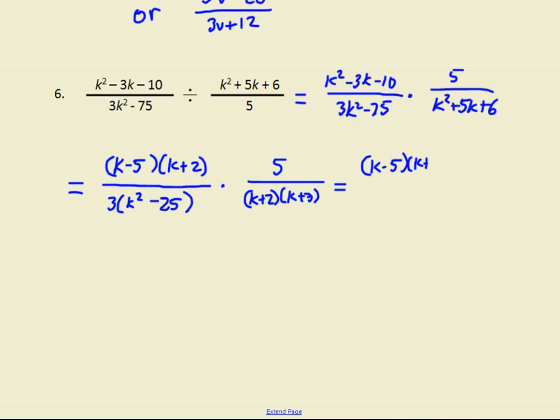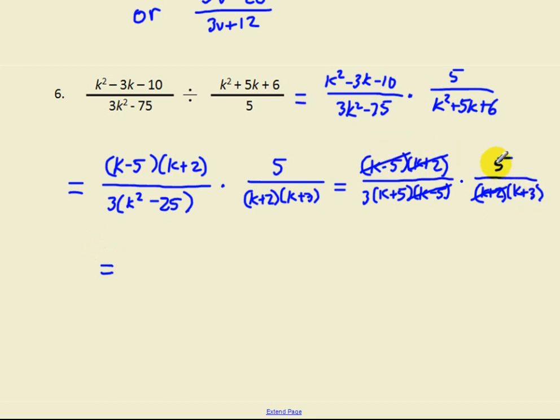K minus 5 times k plus 2 over 3 times k plus 5, k minus 5. There's our difference of 2 perfect squares factored out, times 5 over k plus 2 times k plus 3. And now we look for canceling. So here we have a k minus 5. We'll cancel this k minus 5. And here we have a k plus 2 that cancels this k plus 2. And that's going to be all the canceling that we can do.